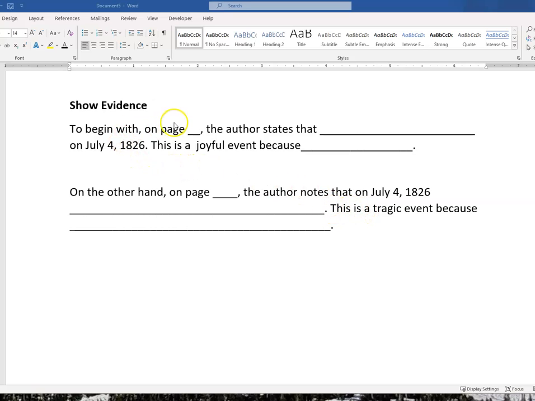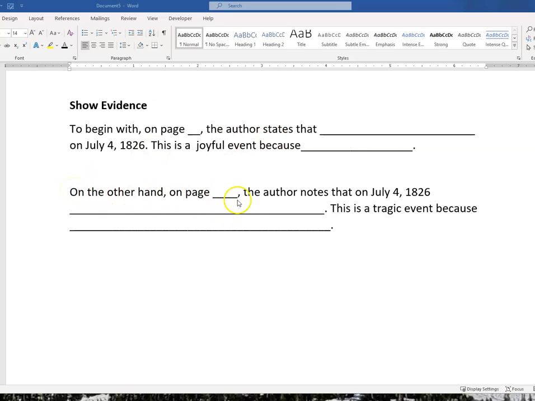I said here to begin with, on page blank, the author states that, and that's where you want to give your joyful event, on July 4th, 1826. And this is a joyful event because, then explain to me why you chose that event as an example of something joyful.